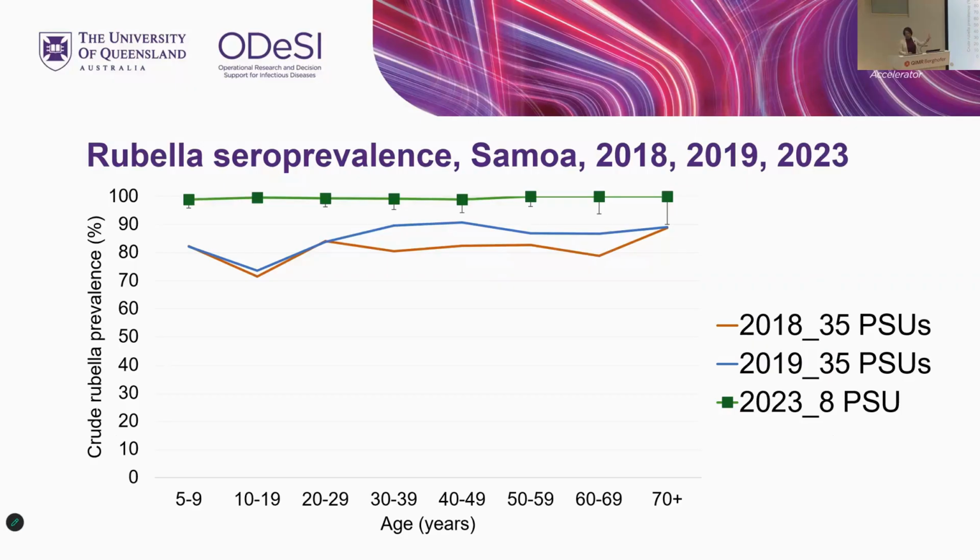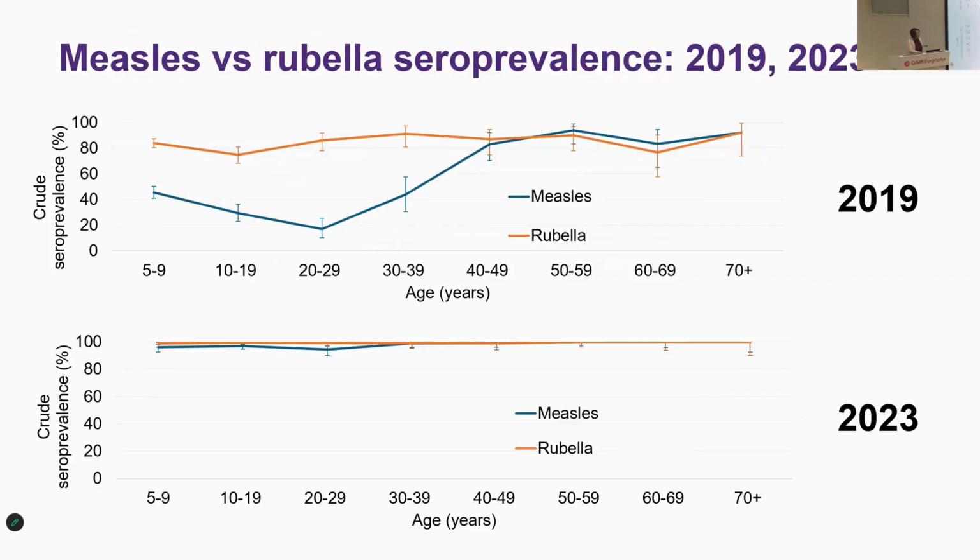Now, this is rubella, and similarly in 2023, very high immunity from the catch-up campaign most likely, and then before that, lower immunity, but not as bad as measles. But the interesting thing is, if you focus on the top graph, there's quite a big gap between the orange line, which is measles immunity, and the blue line, which is rubella immunity.